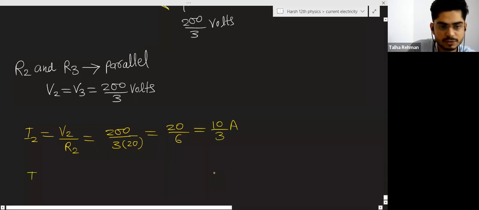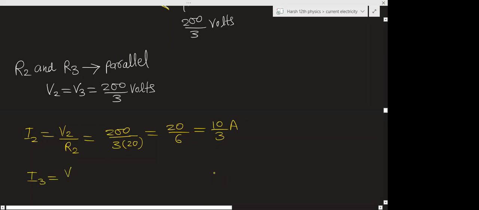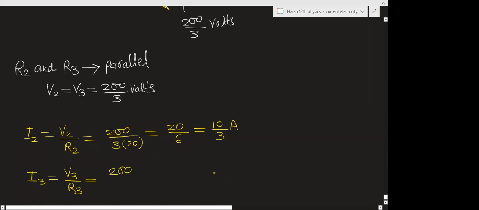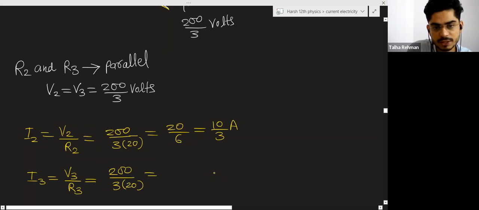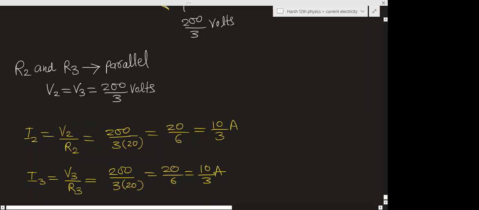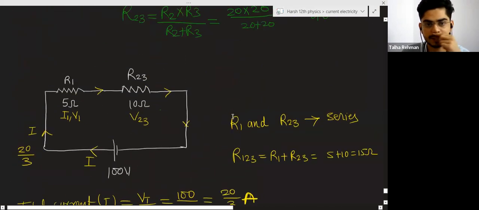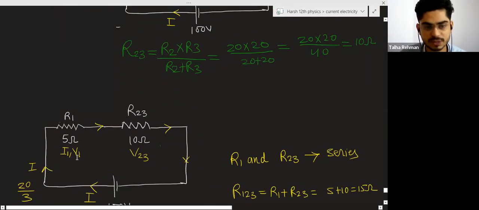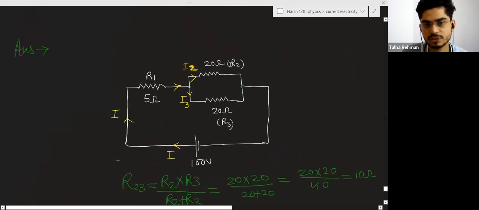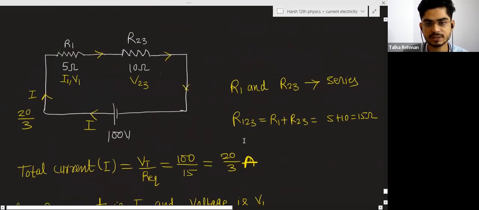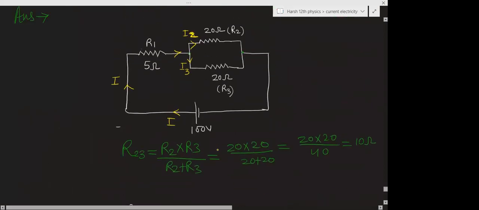When you solve for I3, you will write V3 divided by R3. V3 is again 200 by 3, and this is again 20. Then again you will get 20 by 6, and you will get 10 by 3 ampere current. So we have calculated all the parameters. We have calculated the current through this resistance R1, voltage through this resistance, and current and voltage through the other resistances, and also the equivalent resistance of the circuit.